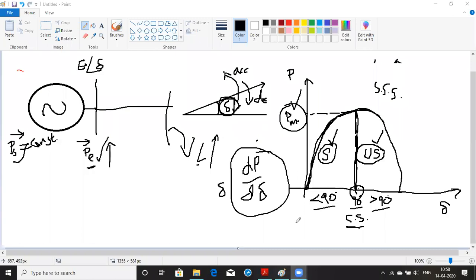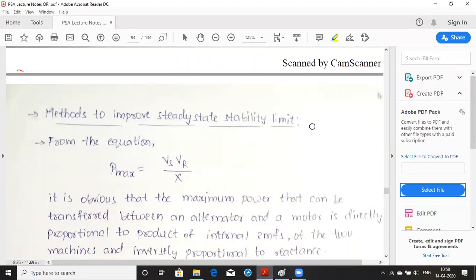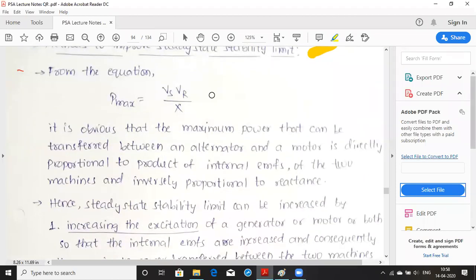Okay, now I will discuss the methods to improve the steady state stability limit also, because we have another 15 minutes. So what are the methods to improve the steady state stability? We already know the power depends on the sending end voltage, receiving end voltage, and the reactance. So we have 3 chances to improve this stability. Improving the steady state stability means we need to increase the power transfer. So how can we increase the power transfer? By increasing Vs, by increasing VR, and also by reducing the reactance.